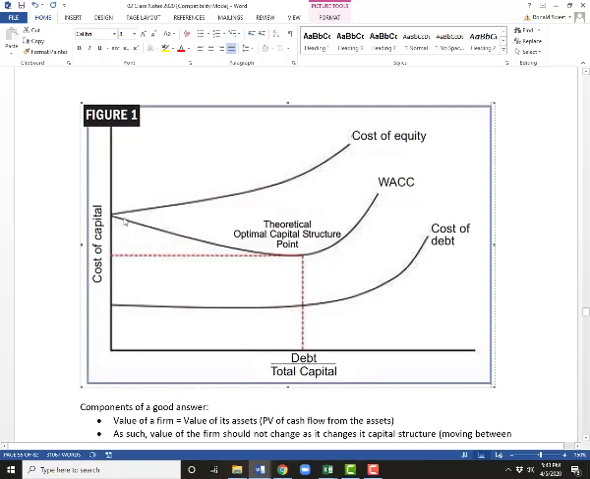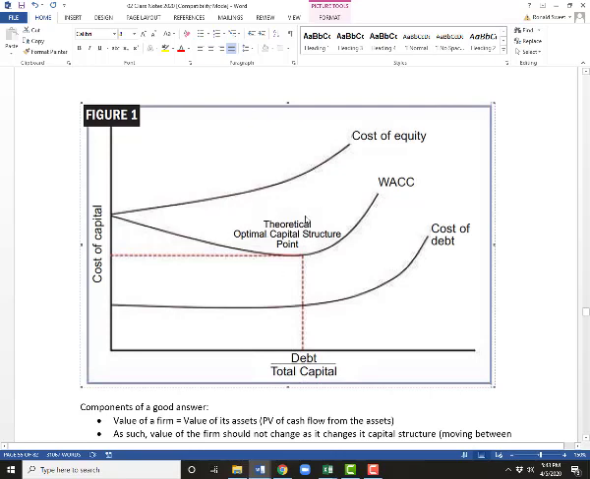The only reason the cost of capital is coming down is because of the tax shield of debt. Because remember, the cost of debt stays the same, but it's cheaper. So as you add more debt, that's going to reduce your cost of capital. But at the same time, as you add more debt, it increases your cost of equity. So you're getting cheaper debt, but your cost of equity is going up.